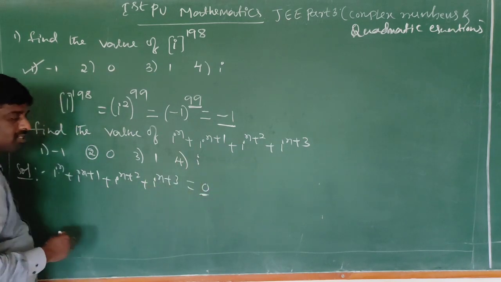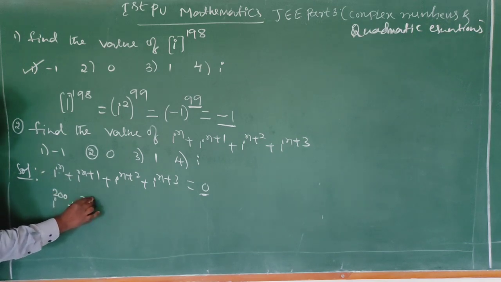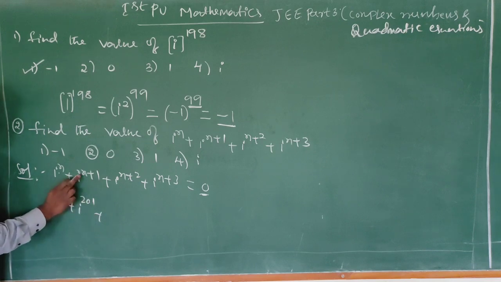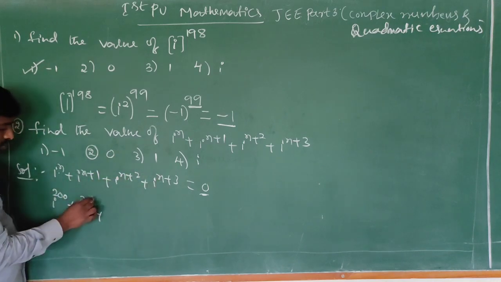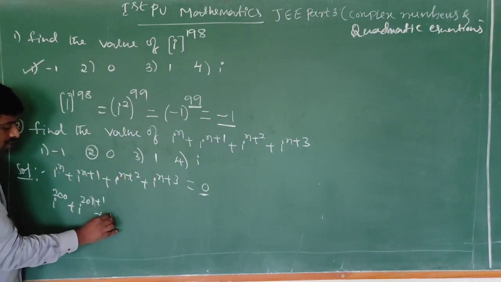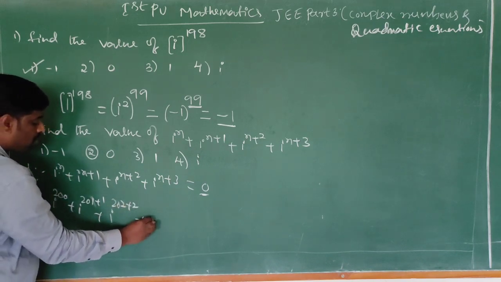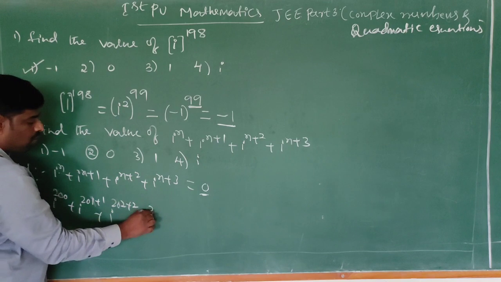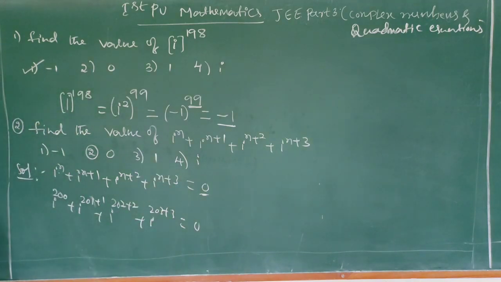Suppose I give n value as 200: i to the power of 200 plus i to the power of 201 plus i to the power of 202 plus i to the power of 203. You will get the value 0.